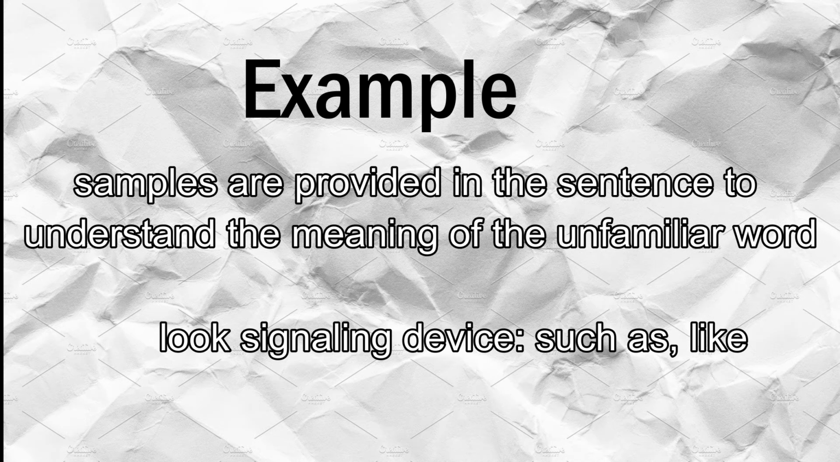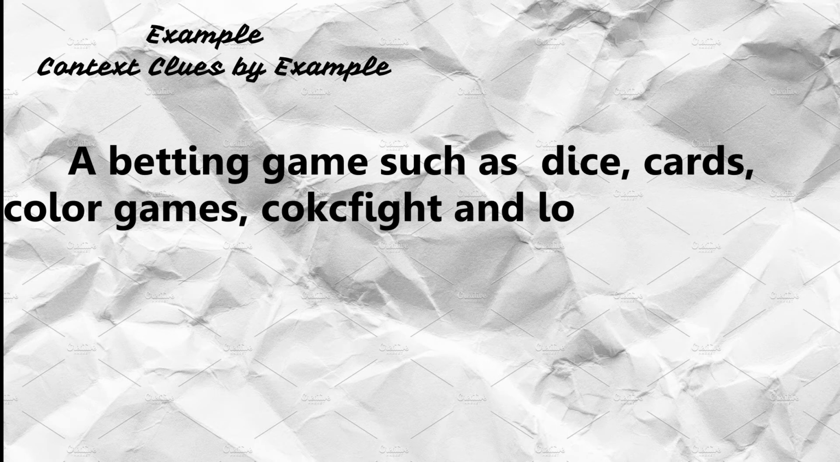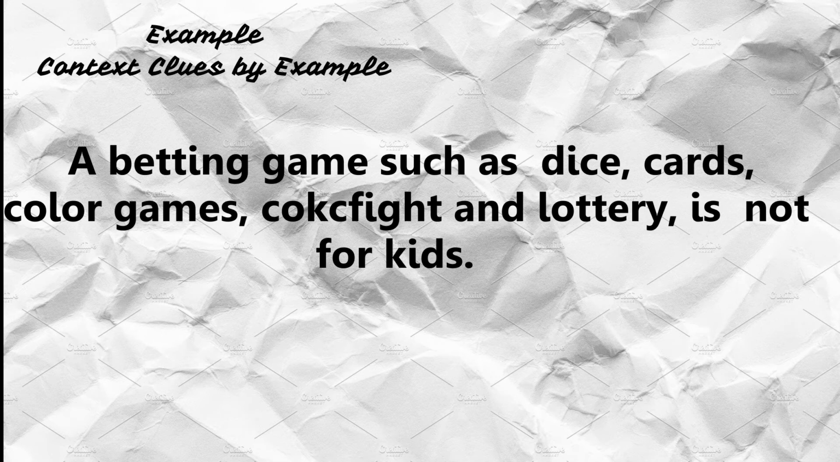The next part of the IDEAS is example. Examples are provided in the sentence to understand the meaning of the unfamiliar word. Always look for signaling devices, such as and like. Example, a betting game such as dice, cards, color games, cockfight, and lottery is not for kids. In the sentence, we have the underlined word betting game. And we also have our signaling device, such as.